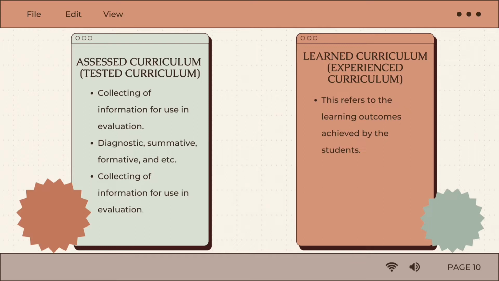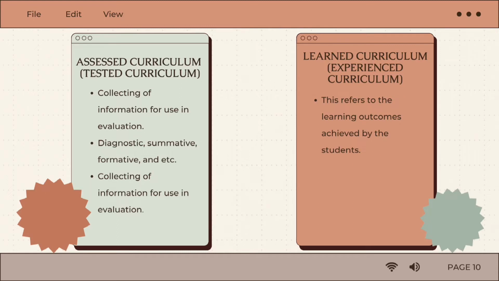The learned curriculum is important because without it, all of the previous curriculums would be pointless. After all, if some of your students do not comprehend or absorb the materials you are presenting or teaching, then the teacher achieved nothing, or the expected learning outcome is not applied.